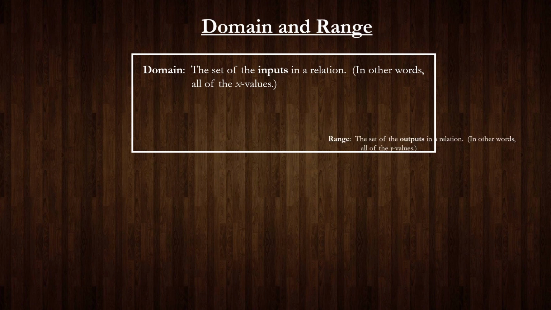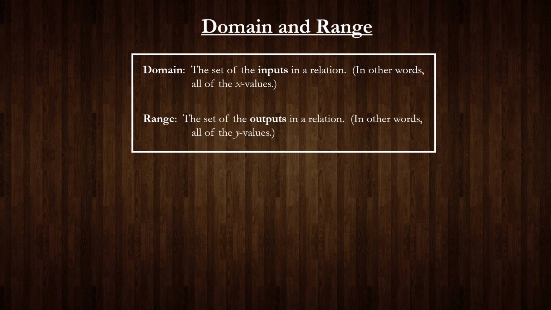Similarly, range refers to the list of outputs in a relation, or the set of outputs. That's often called the y values in mathematics. So when we talk about domain, we're talking about a set or a list of all the inputs or x values, and range is the output values, or often the y values, for a relation. So let's do some examples to see how we go about stating the domain and range. And sometimes it's pretty easy.